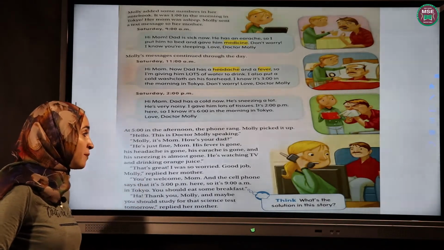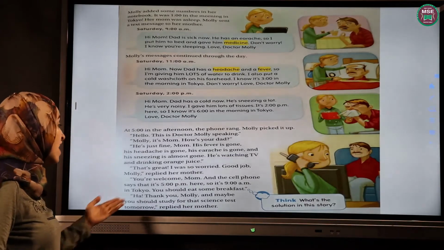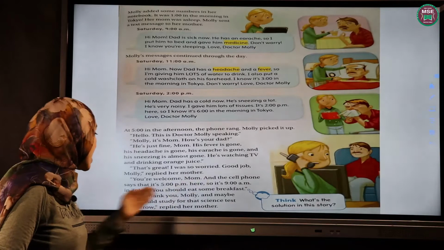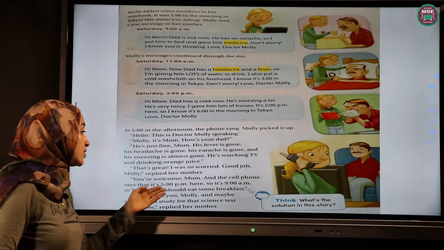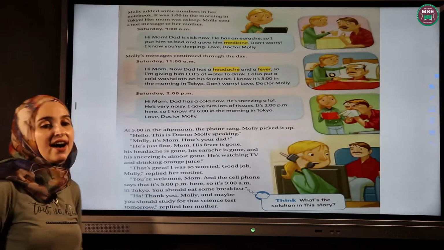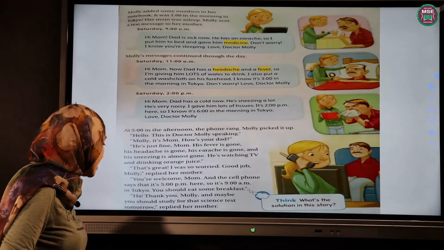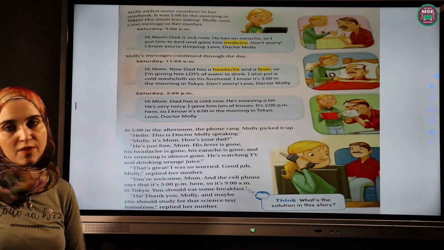"You're welcome, Mom. And the cell phone says that it's 5 p.m. here, so it's 9 a.m. in Tokyo. You should eat some breakfast." "Thank you, Molly. And maybe you should study for the science test tomorrow," replied her mother.